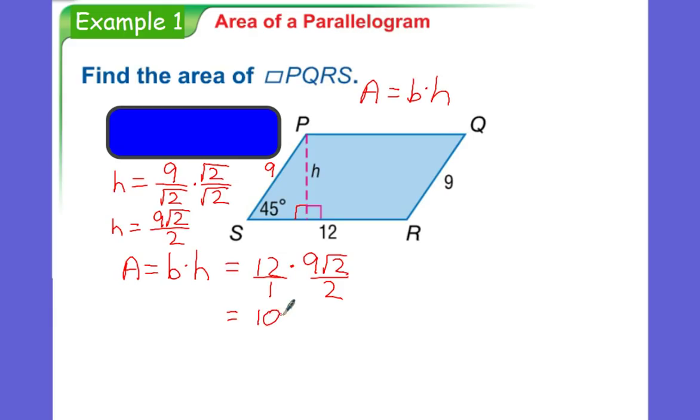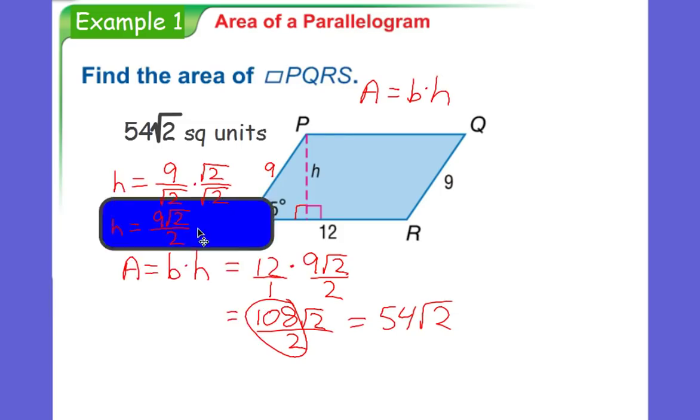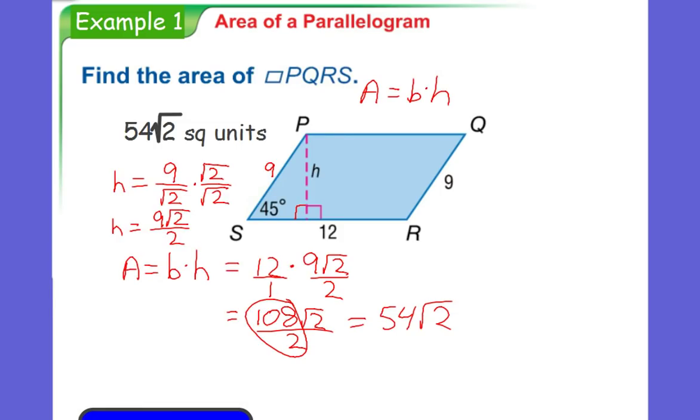So we get 108 root 2 all over 2. And then we can actually simplify this a little bit, divide that out, so we end up with 54 root 2. That would be an exact answer. Of course, in my answer right here, we've got the units here, square units. They don't give us units, so we can just write units squared or square units.